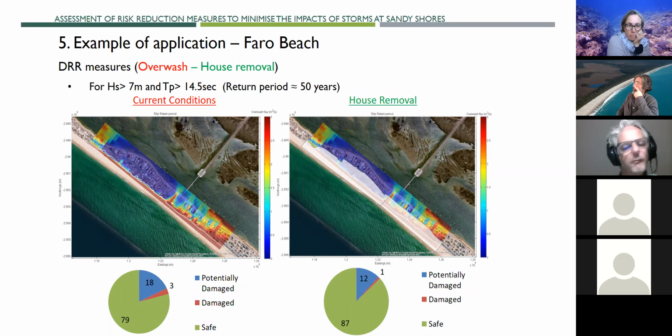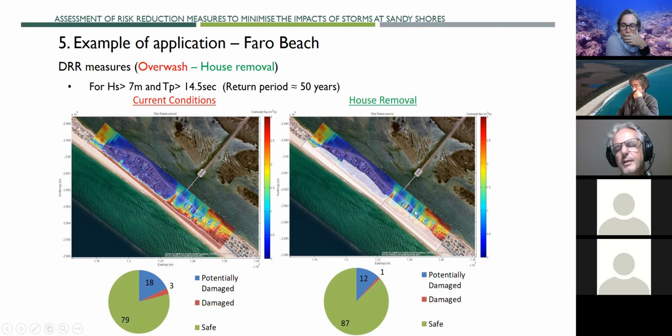Here we have the house removal. In this case, we didn't rerun the model, we just took out the houses. The blank area represents the place where the houses would be removed. And of course, there is a direct reduction of the potential consequences. But because we didn't shift the morphology at all, we just removed the houses, the overwash level would be the same. The overwash intensity would be the same.